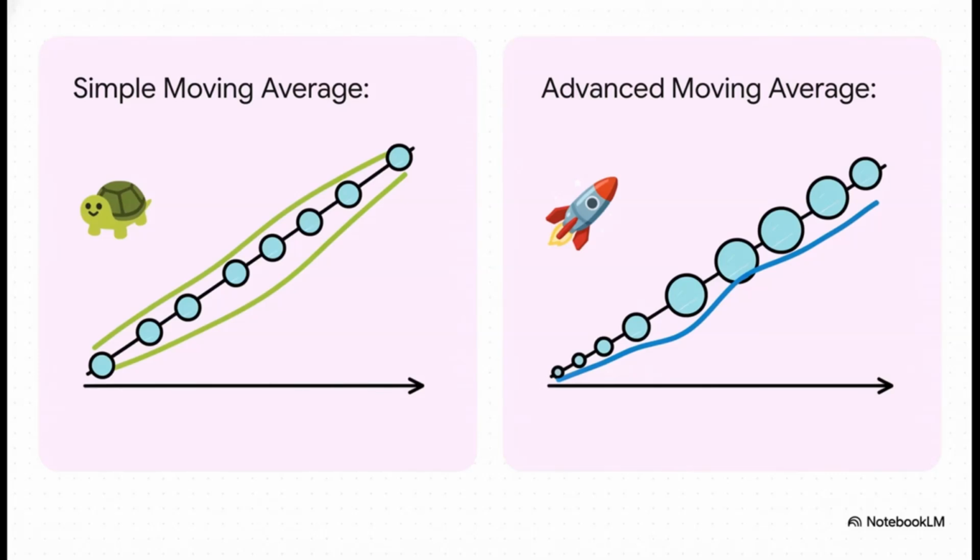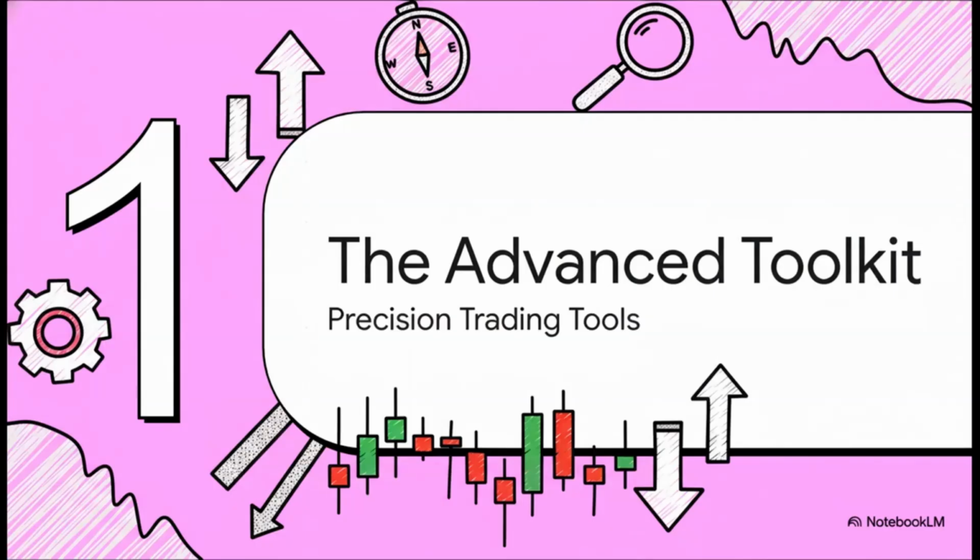So what's the big upgrade here? Let's break it down. On the left, you've got the old school simple moving average. It's reactive because it gives every single price point the same importance, which makes it kind of slow. But on the right, advanced moving averages are a different beast entirely. They are weighted, which means they put way more emphasis on what's happening right now, and that makes them so much more responsive.